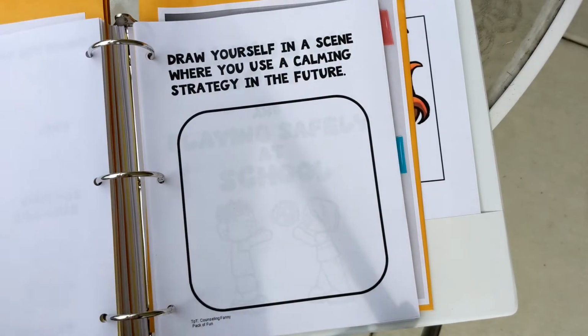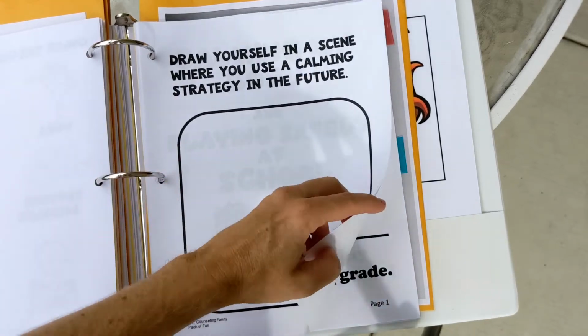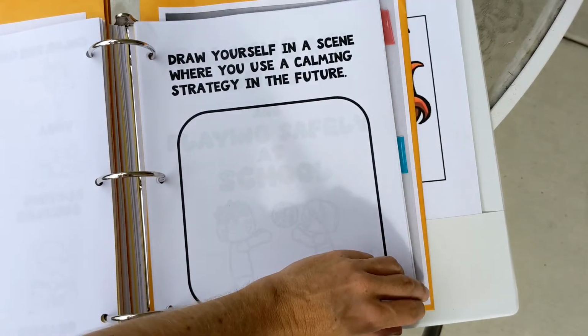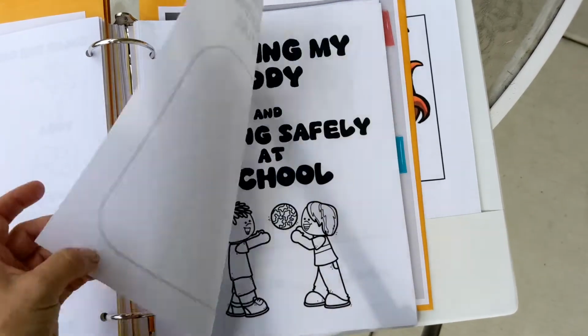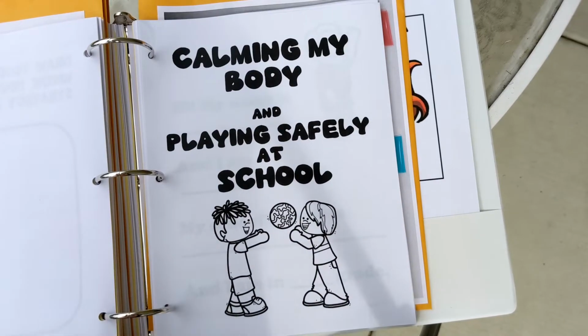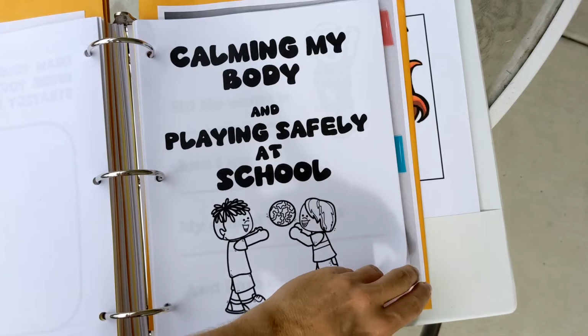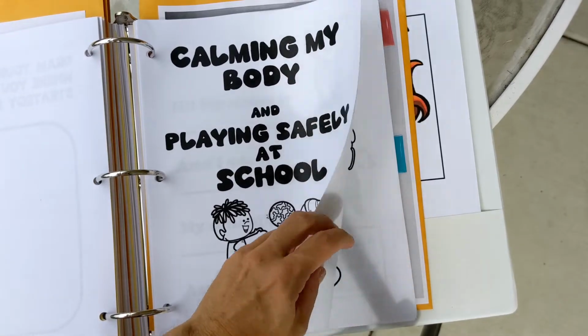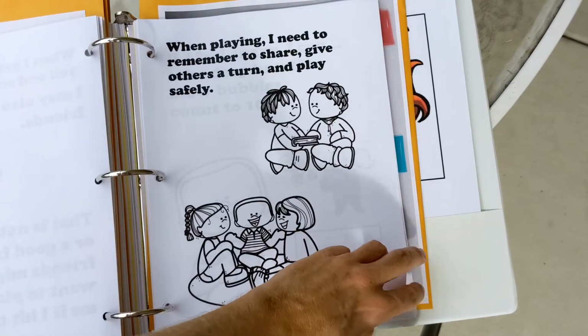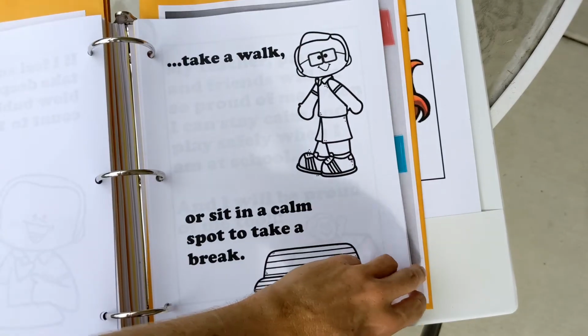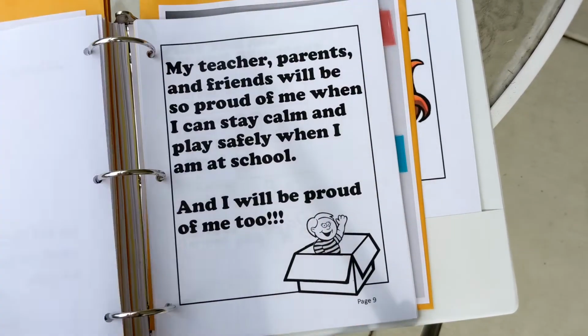And then these are some coloring worksheets and activities. And then this social story coloring book is called Calming My Body and Playing Safely at School. I have had some friends over the years that were not the safest with playing, and it gives them strategies on what to do.